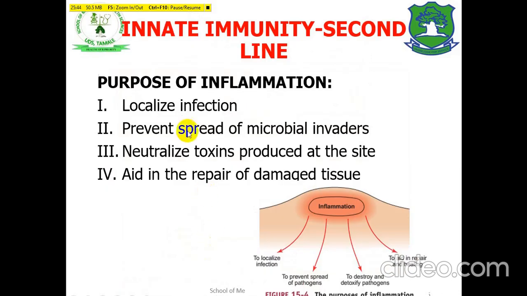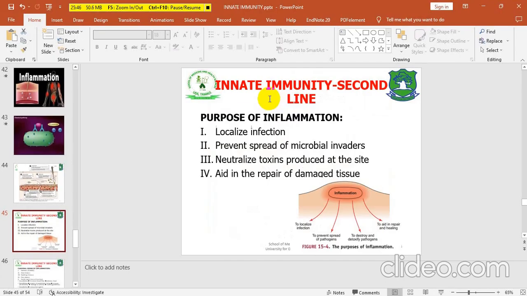Okay, so what's the purpose of inflammation? It is to localize the infection. If there's inflammation, the infected area is localized so that the infection or the organism will not spread to other areas of the body. It will prevent spread of microbial invaders. It will neutralize toxins produced at the site. It will aid in the repair of damaged tissues.